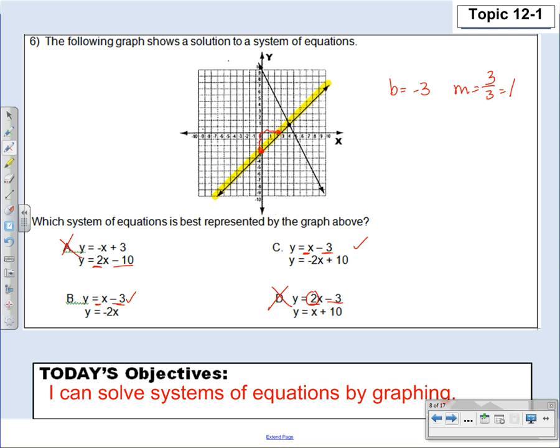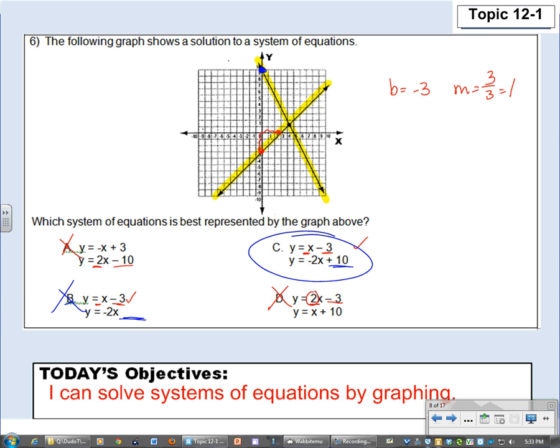So now let's look at the one that has a negative slope. It appears that the y-intercept is at a positive 10. So let's look at the two that we are dealing with. On B, the second equation doesn't have a y-intercept at positive 10, but C does, so B is out and our answer is C. So it's just using some deductive reasoning in order to come up with your possible answer. This will conclude, finally, topic 12-1.